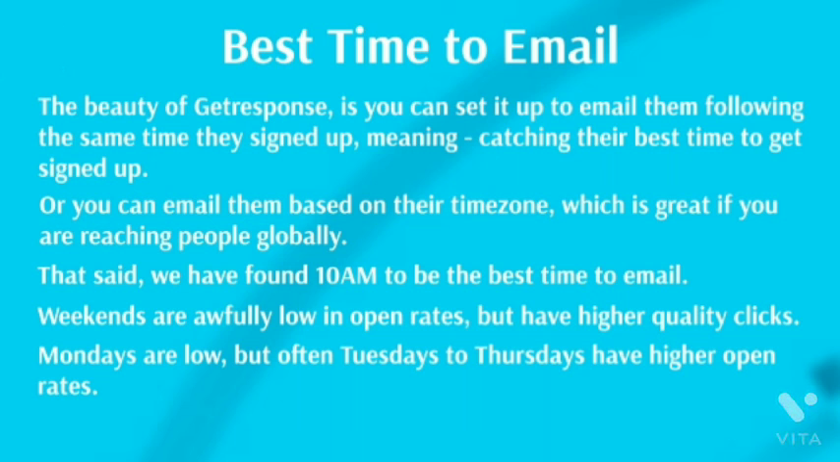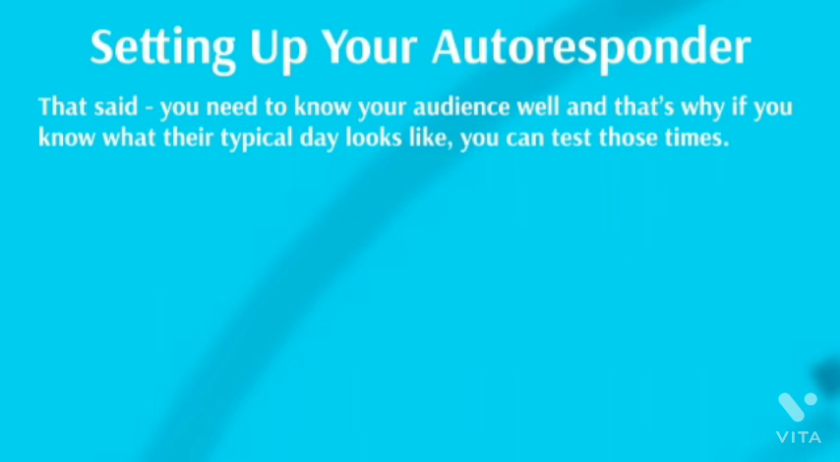Now, if you want, you can go to Google and type in the best time to email your audience in a specific niche, and you might actually get that data. Because a lot of the email autoresponder services out there will actually collect that data and provide it to you. Like I said, at the end of the day, you don't really know, unless you really know your audience and you know what their typical day looks like.